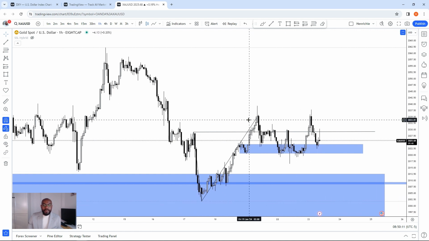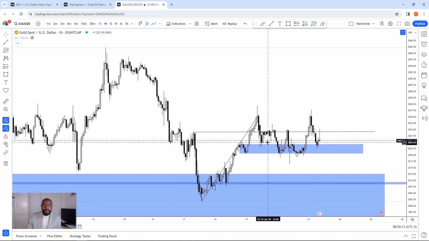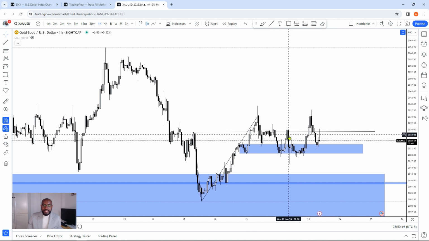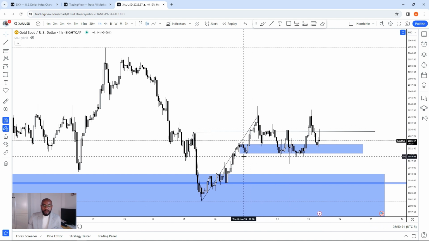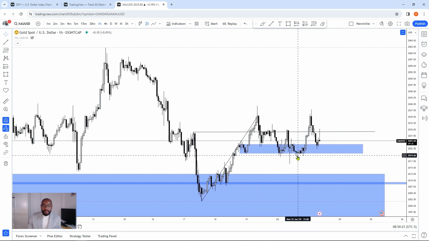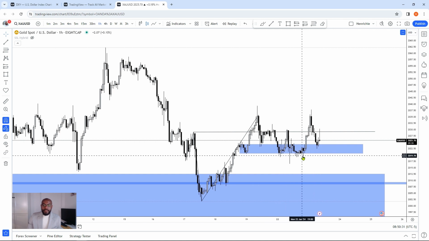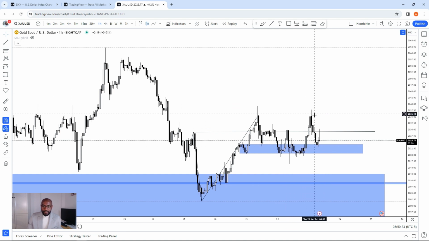But because of how price came into my key level, tapped into it the first time, came the second time, wicked below it, rallied, and then came again, wicked below it. And you can see how price failed to close below these lows. So this right here is showing me that there's a lot of momentum to the upside.